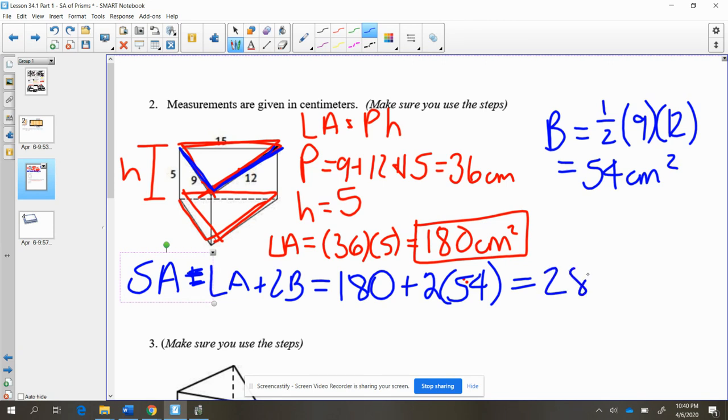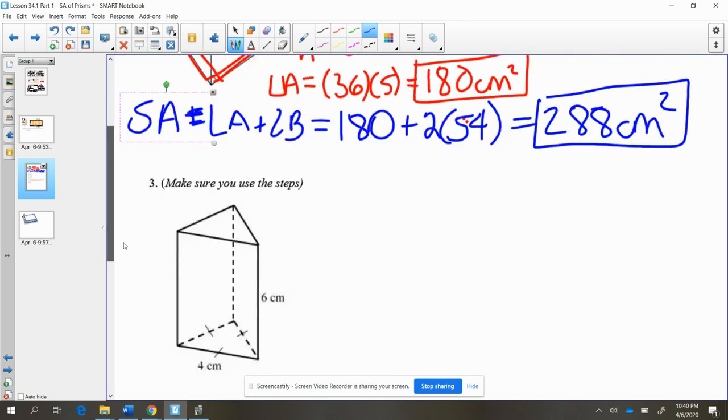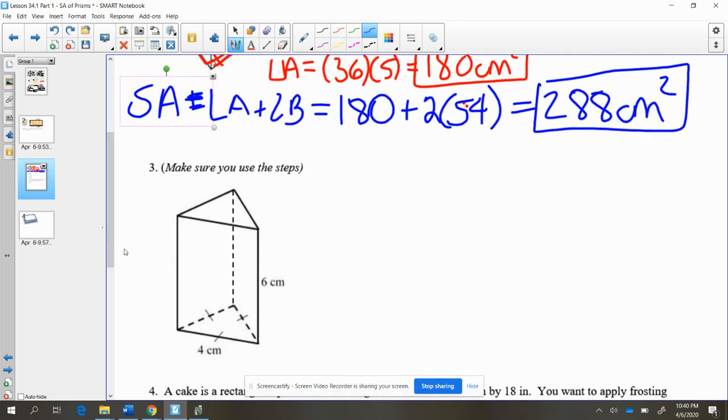You should have gotten 288 square centimeters. Okay, so there's our lateral area and our total surface area. Now, the next prism that we have is a little different than example 2 because this one is an equilateral. And we know it's equilateral because the base down here, they're marking all 3 sides congruent, and the base is going to be the same up here.